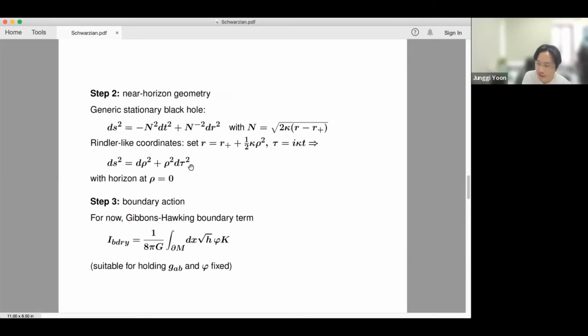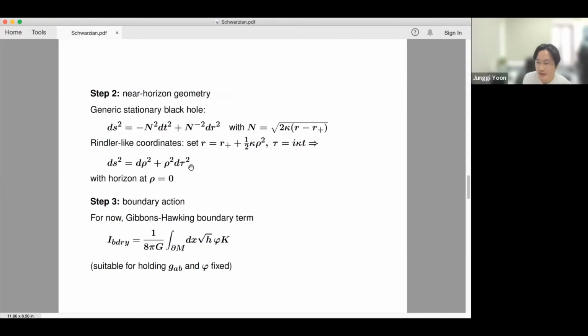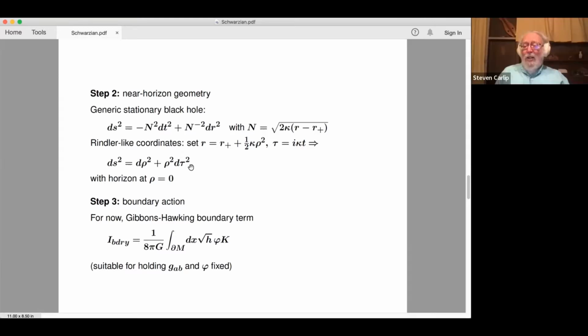And is there a relation to the asymptotic symmetry with the Schwarzian, or nothing to do with it? I don't know. I think there ought to be, but I haven't had a chance to look at that yet.